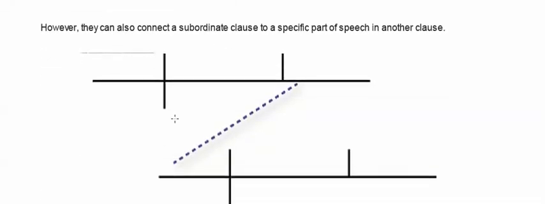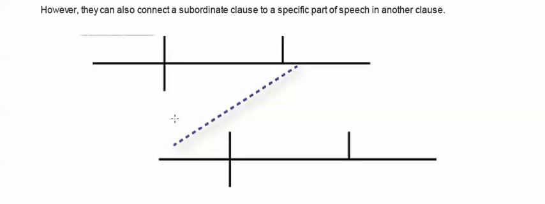Okay, you can also connect that subordinate clause to a specific part of speech in another clause. For example, we might have an adjective clause that we're going to connect back to a direct object in our sentence above. In this case, the less important clause goes below the main clause. So this clause down below here is modifying that. Let me see if I can highlight that for you.